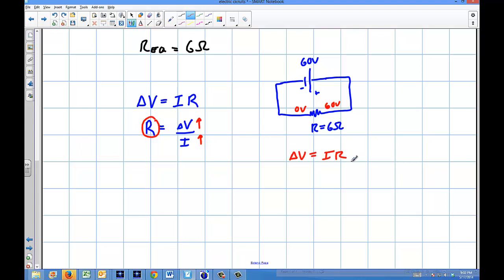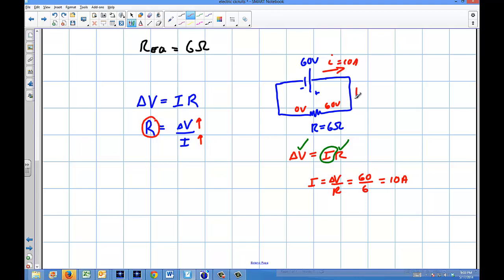Let's find the current first. What's the current? Well, what do we have? Let's go back to our problem-solving method here. I have the voltage drop, the battery, and I have the resistance. I want to find the current. So the current leaving the battery, that's what we're going to call I, when we have one battery and one resistor. So what is that? Well, I equals V over R in this case. So we're going to say 60 over 6, or 10 amps. So the current leaving the battery is going to be 10 amps.